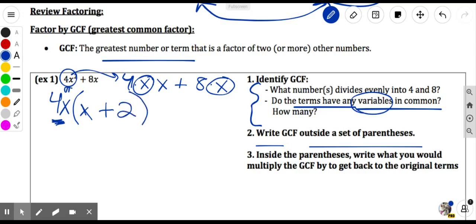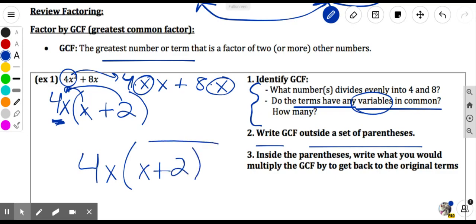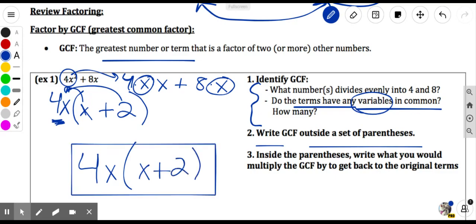And as a way to check it, if you were to distribute this 4x to both of those terms, you would get 4x squared plus 8x. And so that's your final answer. 4x was the GCF, and then x plus 2. So this is what it looks like to factor out a GCF. You have a term or a number out in the front, and then you have a set of parentheses with some more terms in numbers. And again, as a way to check it, you could distribute and multiply it through, and you should get back to the original.